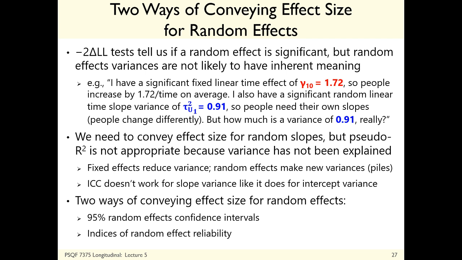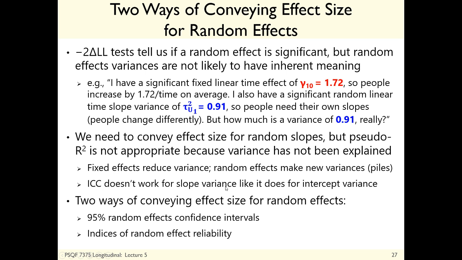It doesn't really give you a sense of what that means. So for instance, the example we're working with, example 5, the fixed slope estimate is 1.7. So the outcome goes up by 1.7 for every unit time. Cool. Random slope variance is 0.91. Okay, what's that? What do I do with that? Well, I can tell you if it's bigger than 0, but in terms of trying to explain it back to somebody what that term means, that's where effect size comes in. It's tricky.